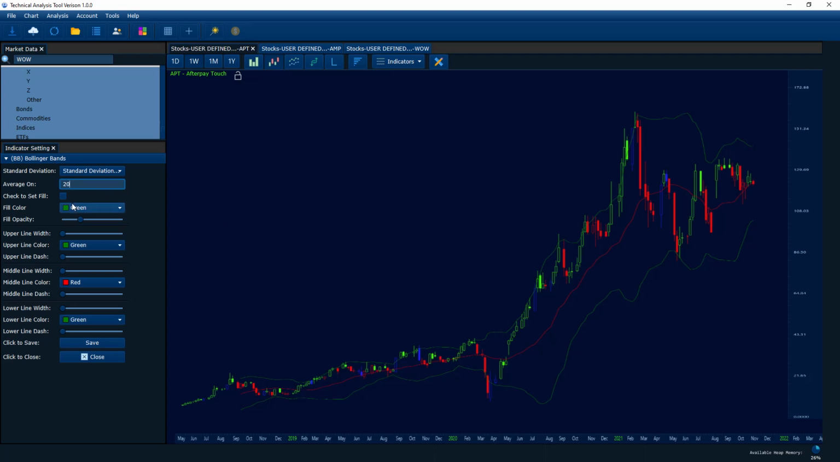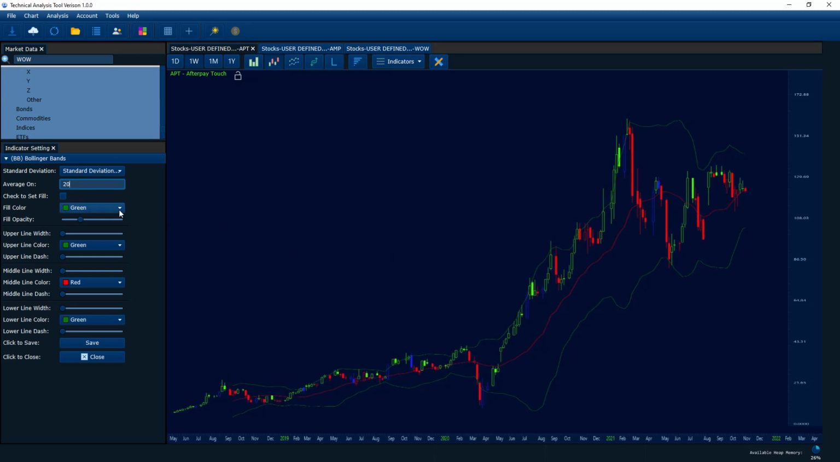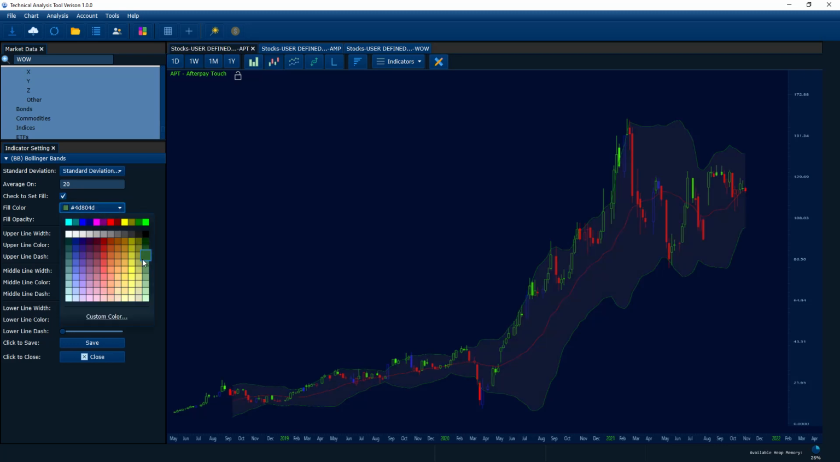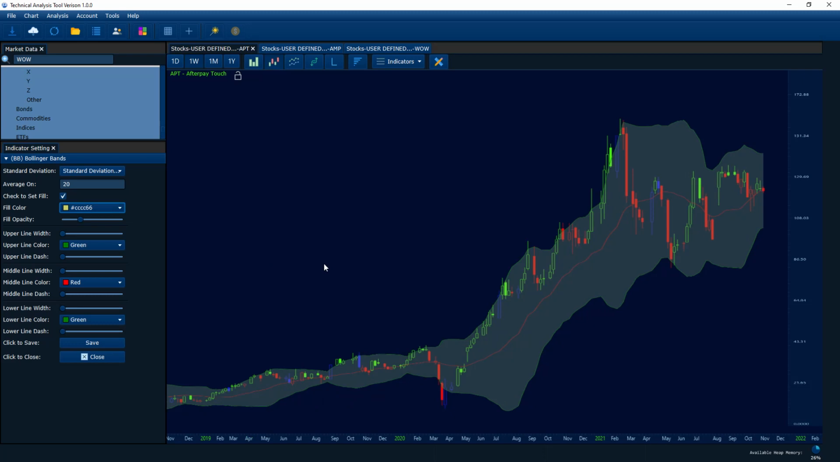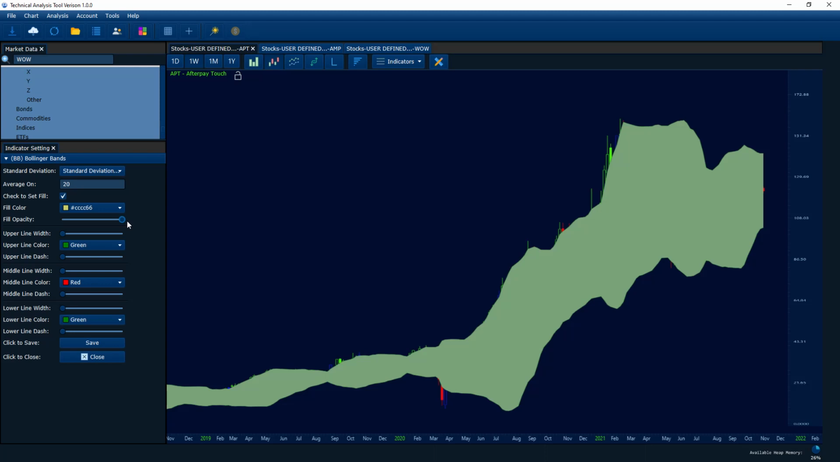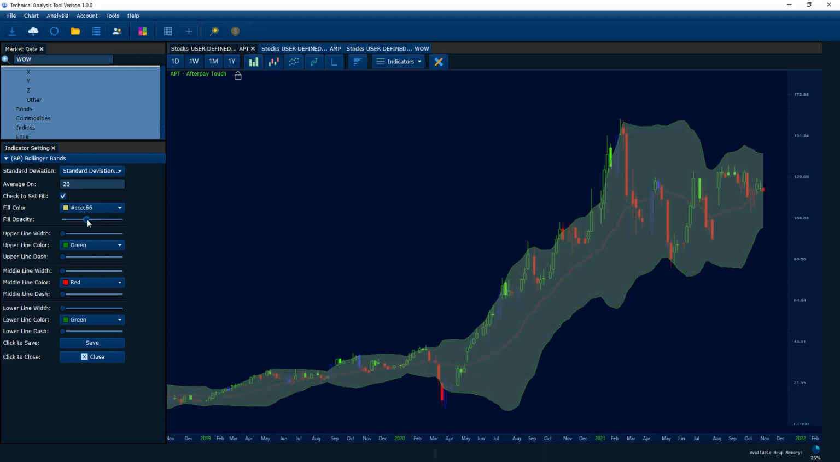The next one is the fill color. Some people might want the bands to be filled up with color, so you can specify the color you want. If you check the set fill option, you can see the color fills into that band. You can also specify the fill opacity. If you want it to be more transparent so that the candles on the chart behind the bands show up, you can make it more transparent, or you can totally hide it. That's a slider.